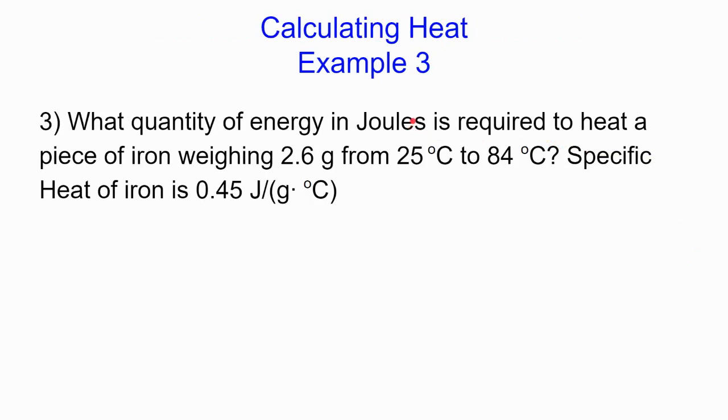Okay, so here's question three. It says, what quantity of energy in joules? So we're solving for Q here because it says solve for energy. The last example we solved for C, or specific heat. In this example, we're solving for Q. You'd also list all your variables and see them. I've got a mass, a delta T, and a specific heat. So all you're missing is Q. I have a video of this one as well, so we'll watch that real quick.